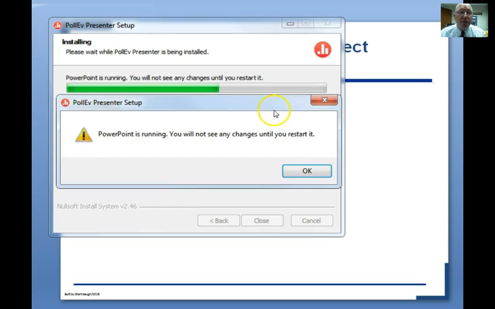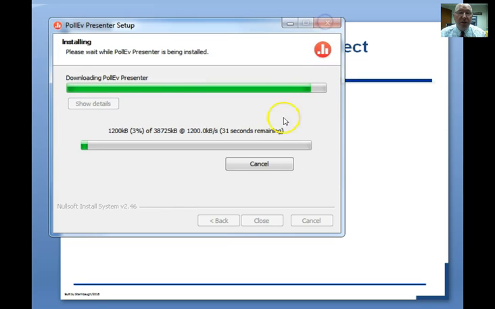I don't know what's happening to my little screen here. Let's get rid of it.